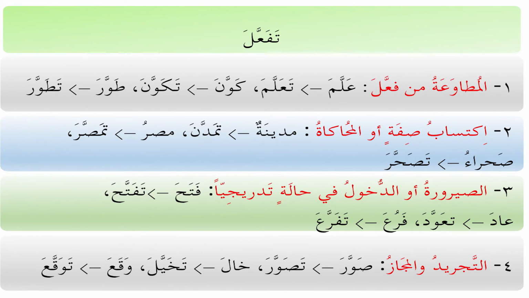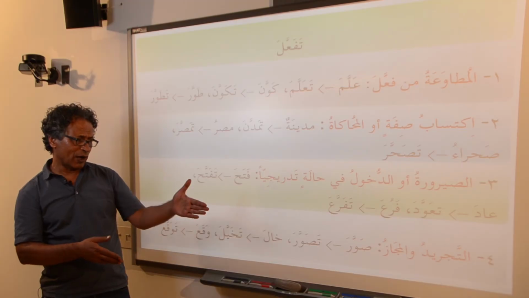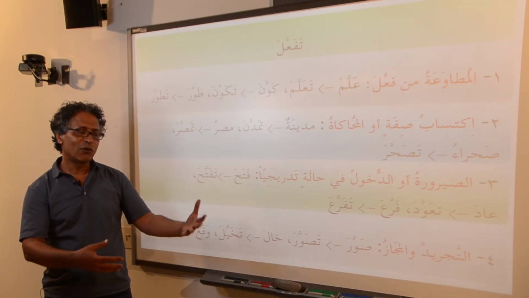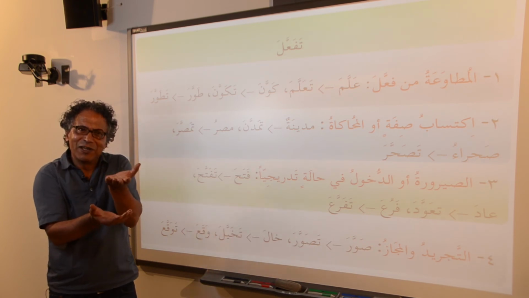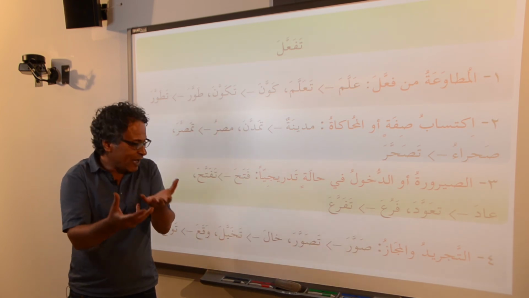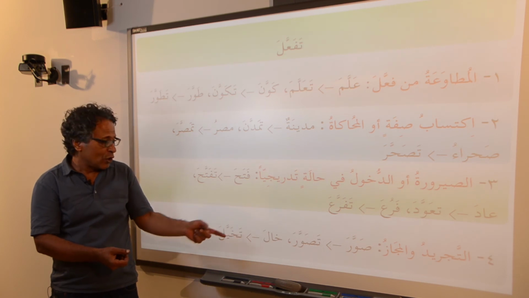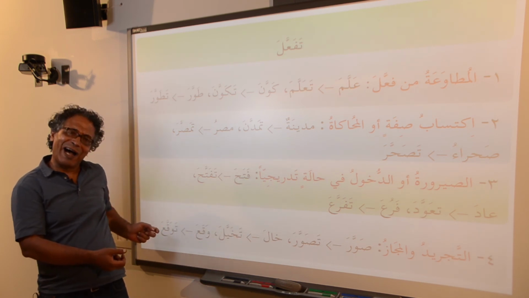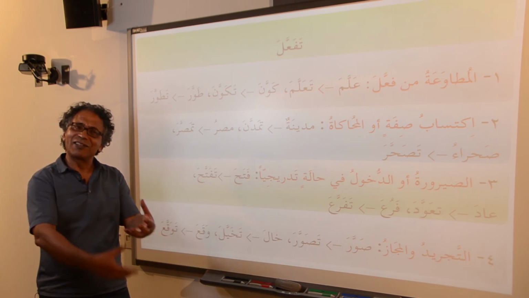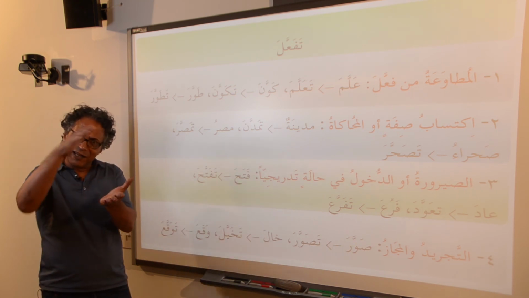التجريد والمجاز. So now the meaning of abstraction and figurative speech. صور is to depict, وتصور is to imagine. So you see actually now it's becoming more abstract, the idea of imagining. خال وتخيل. وقع وتوقع. To happen and to expect that something would happen is another layer of meaning.